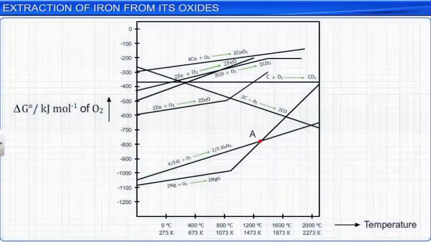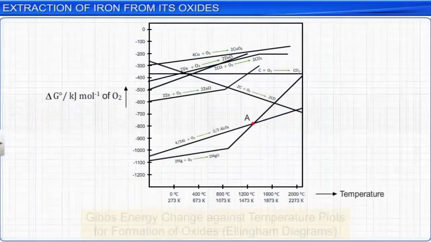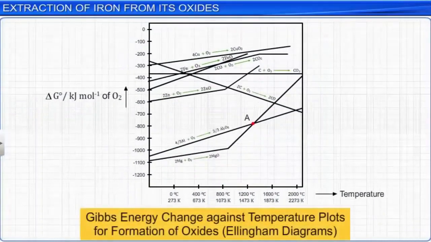Ellingham diagrams are useful in predicting the conditions under which a metal ore can be reduced to the metal. It gives information to predict the equilibrium temperature between the metal oxide and the metal.